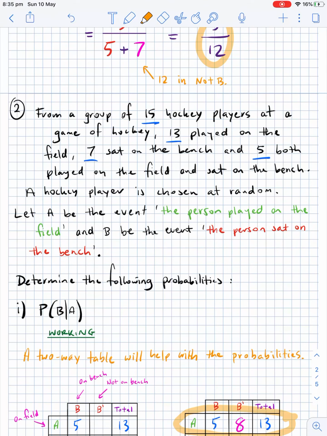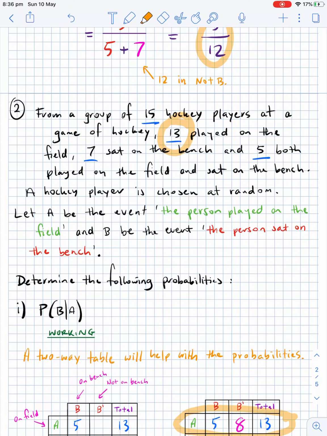Now, a really important thing to notice here is that we've only got 15 hockey players. There's only 15 people here. And they're saying that 13 played on the field, 7 played on the bench, and 5 both played on the field and sat on the bench. Notice how our 13, 7, and 5 add up to give way more than the 15 players. And the reason is because some of these 13 players are included in these numbers as well.